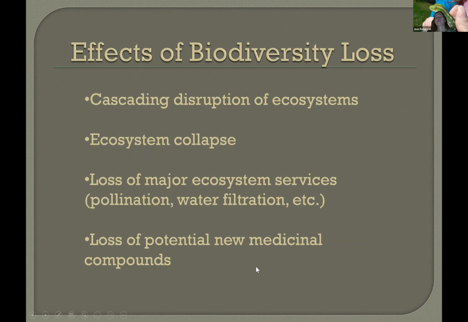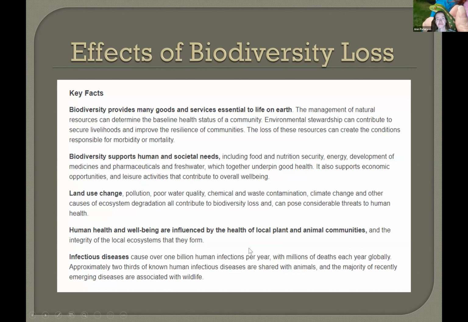So biodiversity loss leads to cascading disruption of ecosystems, potentially complete collapse of ecosystems. There might be only certain species affected, but because of the interactions, then others get affected downstream, and you have this cascading effect. You have the loss of these major ecosystem services like pollination, water filtration, wetlands acting as a buffer from severe storms, loss of potential new medicinal compounds that often come from plants.